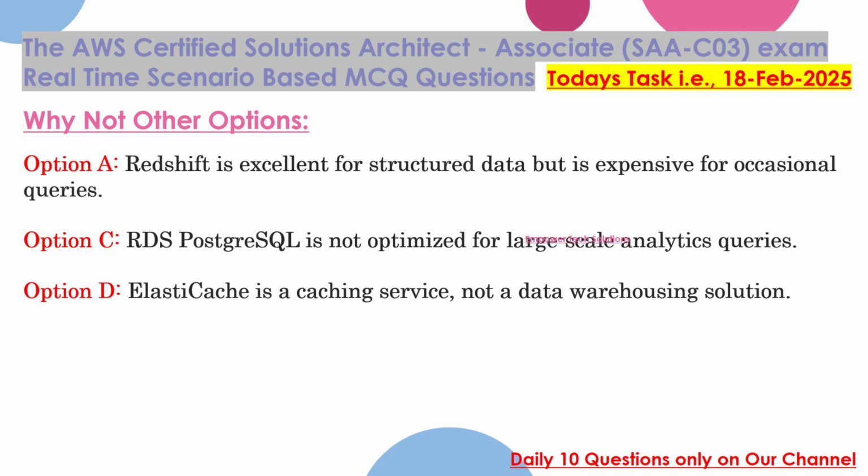Why not other options? Option A. Redshift is excellent for structured data, but is expensive for occasional queries. Option C. RDS PostgreSQL is not optimized for large-scale analytics queries. Option D. ElastiCache is a caching service, not a data warehousing solution.